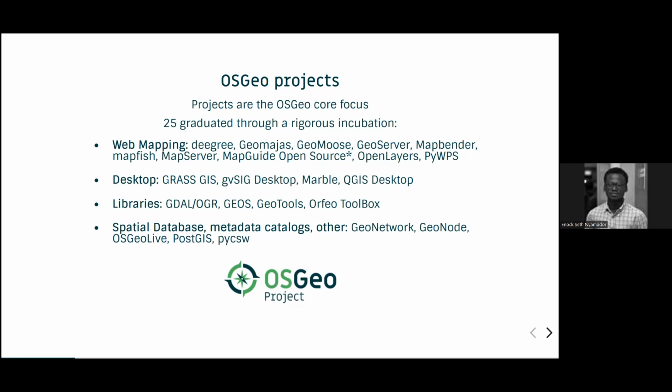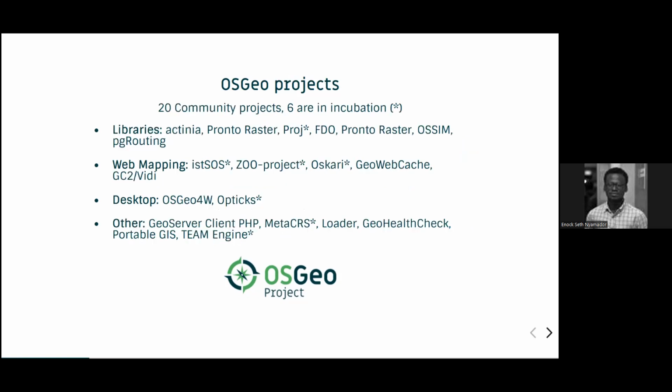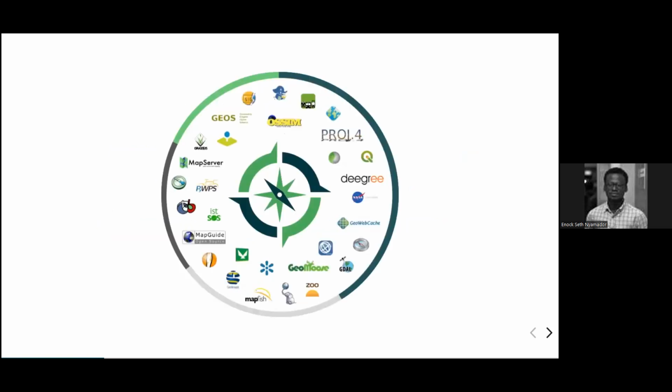So we have web mapping, desktop, libraries, and spatial database. These are some OSGeo projects that have gone through the incubation or already started the foundation, like QGIS. And there are also community projects. These are projects that are run by communities, not necessarily OSGeo projects. So Actinia, and some of them I have never used, or I've not used all of them, but when it fits your need and tools, you use them. And six in incubation. So this image shows some OSGeo and family projects that are available in the ecosystem.